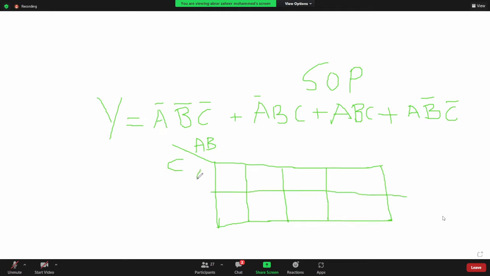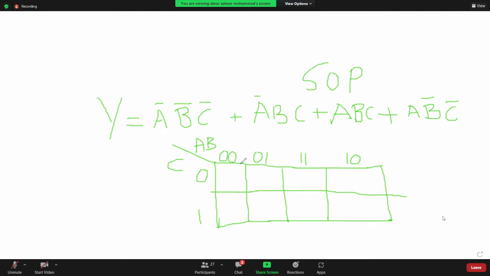So C can have the values 0 or 1, and AB is having the values. What are the values for AB? 0 0, 0 1, 1 1 and 1 0. Here we are having 0 0, then we are having 0 1, then 1 1, and 1 0. So each cell is differing by 1 bit.